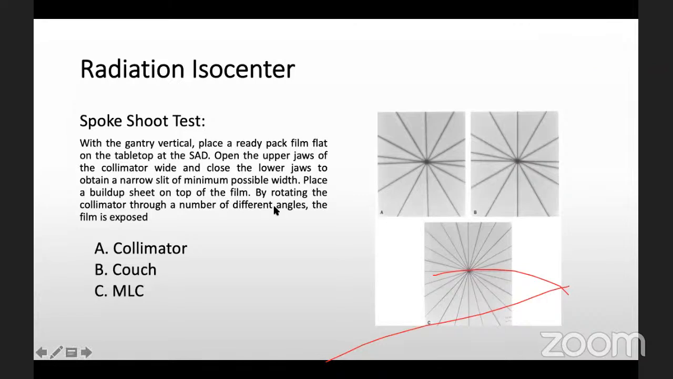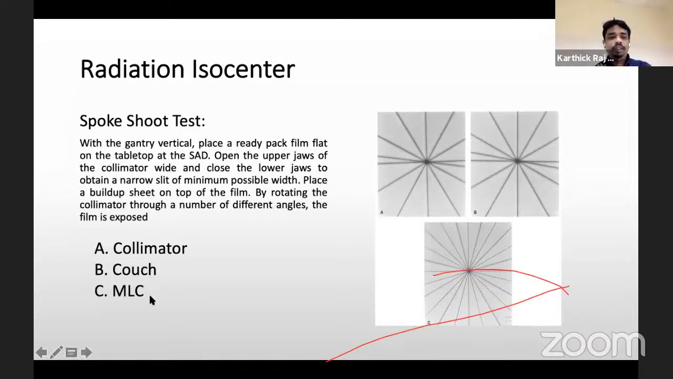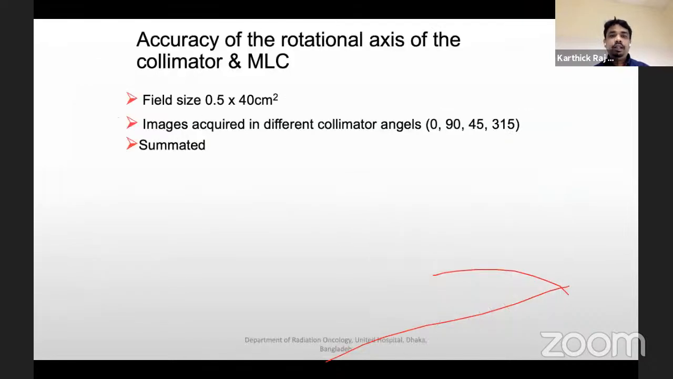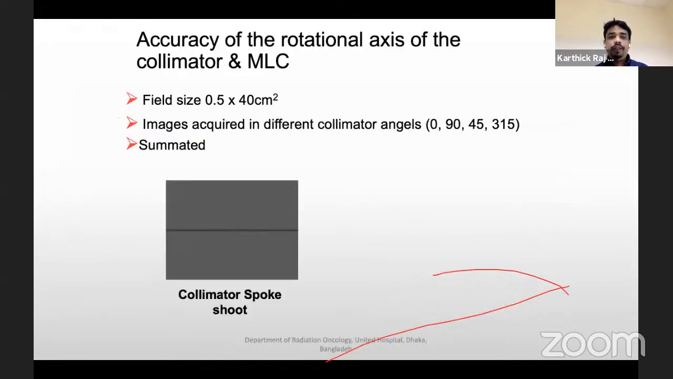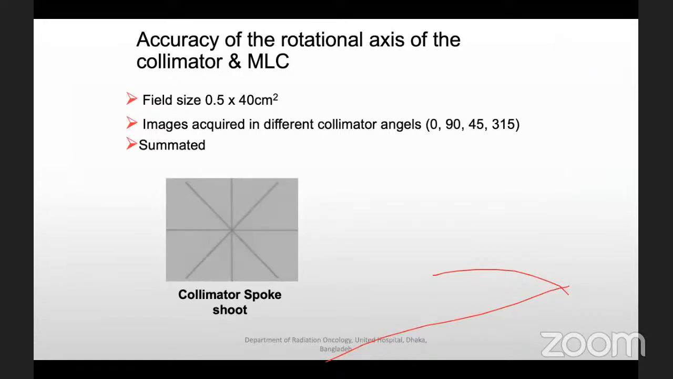The same procedure can be done for the collimator, couch, and MLC, so that using this technique you can check how accurate your radiation isocenter is with the rotation of your collimator, couch, and MLC. And this is how we do it. You can irradiate the collimator for a small field size, then irradiate the other one, and then add all the images like this.